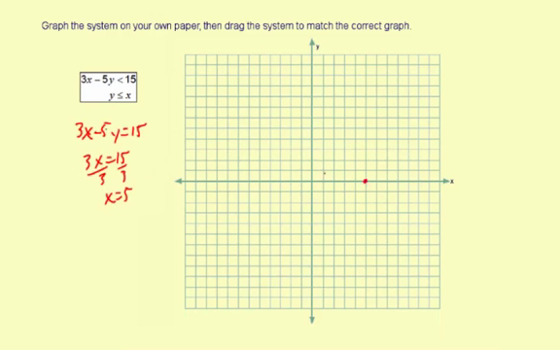To get the y-intercept, negative 5y equals 15 and divide by negative 5. I'm going to get y equals negative 3. So I'm going to put a point at y equals negative 3. Dashed line right through there.